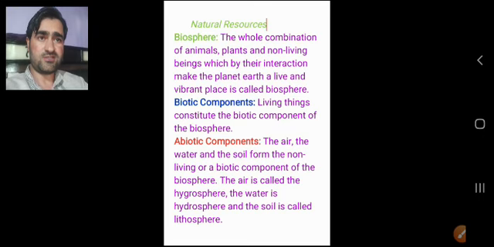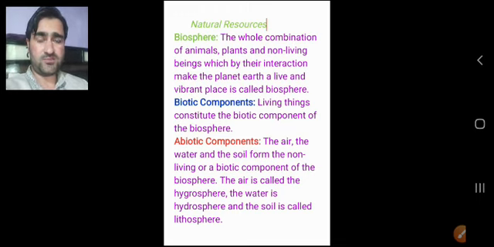So, biotic component. Bio means life. Biotic component means the living component. Living things constitute the biotic component of the biosphere. So it will include human beings, animals, and plants. Then we have the abiotic components. Abiotic means non-living. The air, the water, and the soil form the non-living or abiotic component of the biosphere. The air is called atmosphere, the water is hydrosphere, and the soil is called lithosphere. So their interaction, that is the biotic component and the abiotic component, constitutes the biosphere.